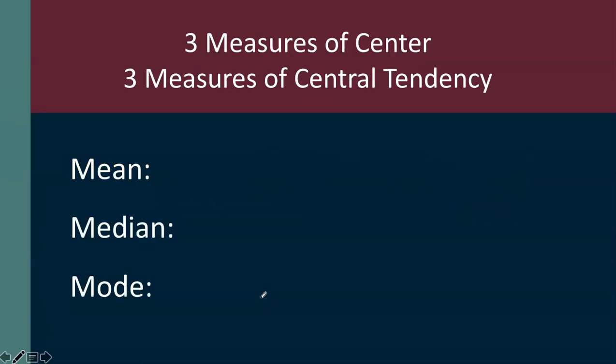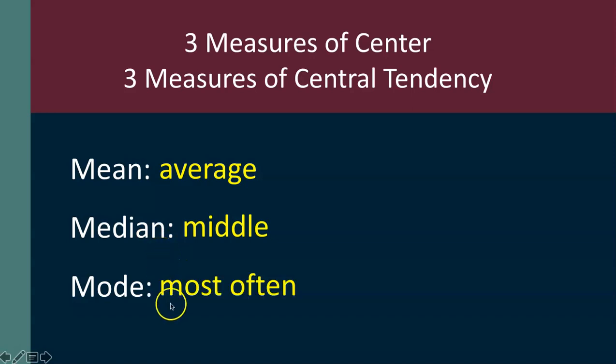Our focus will be on the three measures of center, which are also known as the three measures of central tendency: mean, median, and mode. The mean is the average. The median is the middle value in the data set, and the mode is the data value that you see most often in the data set.